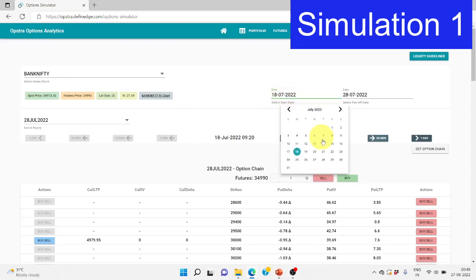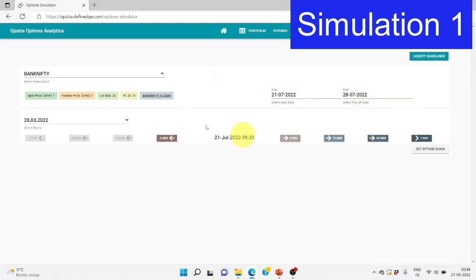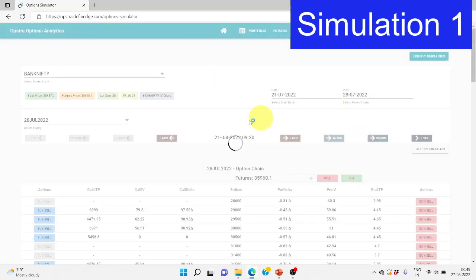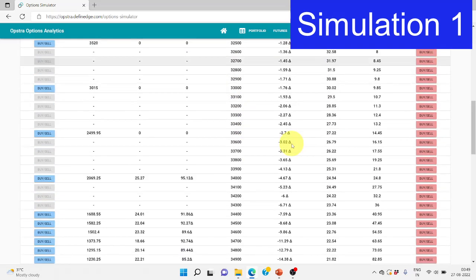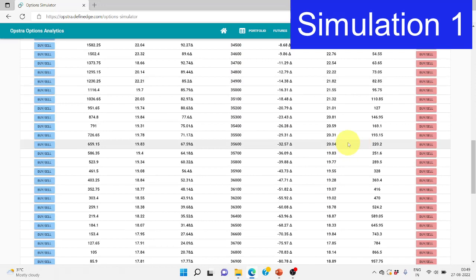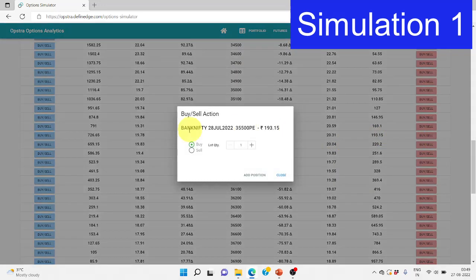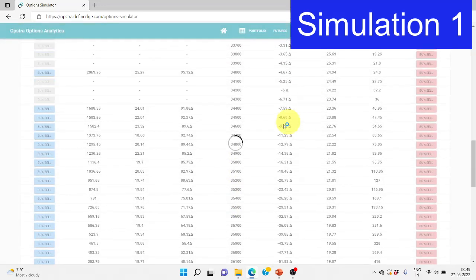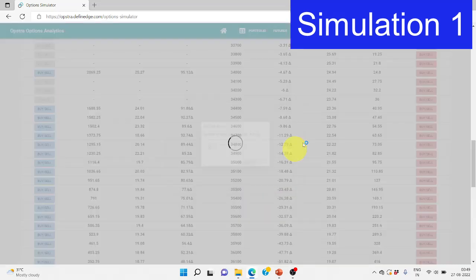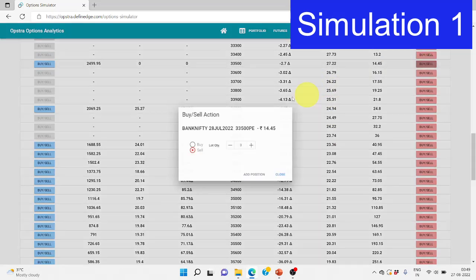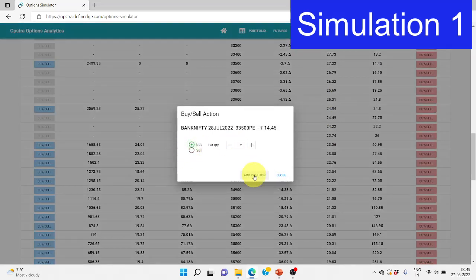So 28th of July, so we will have entered on 21st of July. So 9:30 will be entering. On 21st of July the market was at 35,990, which is 36,000. So 35,500 we will be buying one lot, 34,500 we will be selling 3 lots on the put side, and 33,500 put we will buy 2 lots.